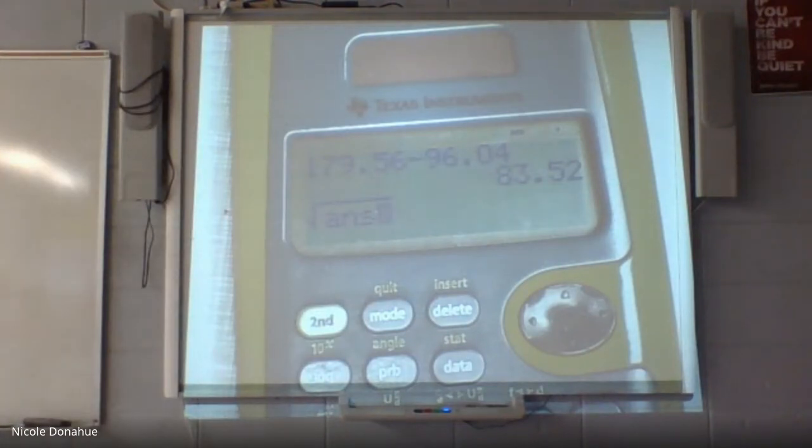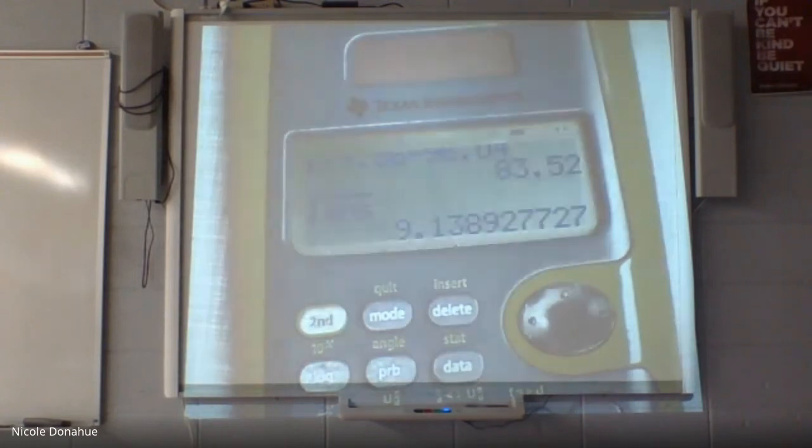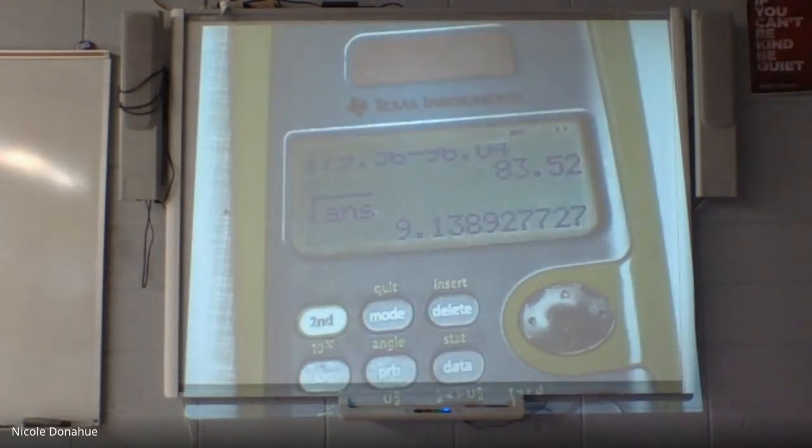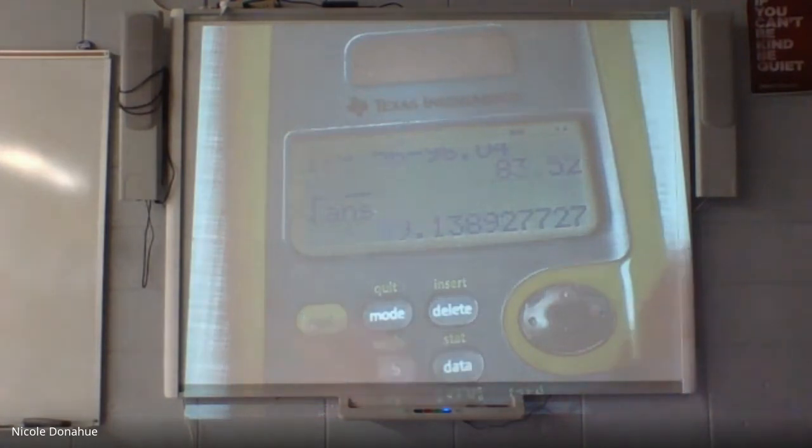And like I said, it works really nicely when we have a really, really long decimal, and I don't want to retype it, but I want to be as exact as possible. Like if I was going to do something with that number, I want to square it.